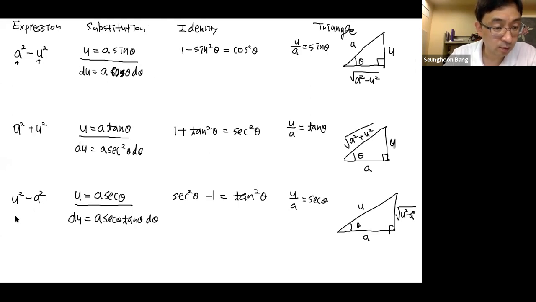So what is the problem? x square minus 9 is exactly the u square minus a square form. What is u? u is x. What is a? a is 3. So we can plug in u equals x, and a is exactly 3 because 9 is 3 squared. So we have 3 secant theta. You can use x equals 3 secant theta. This is the idea by using this one.